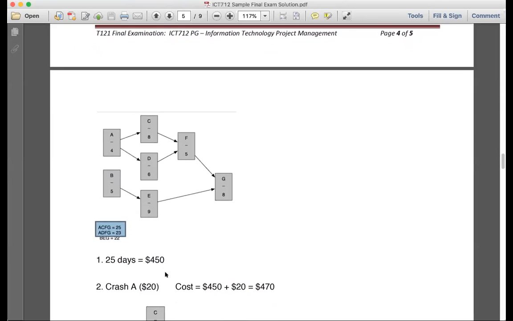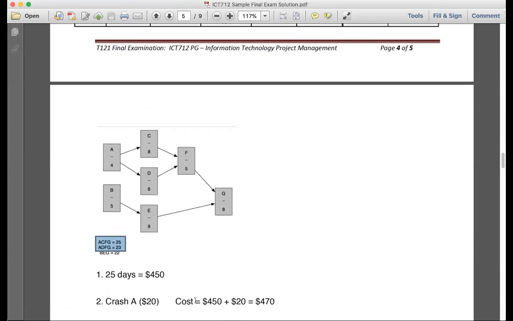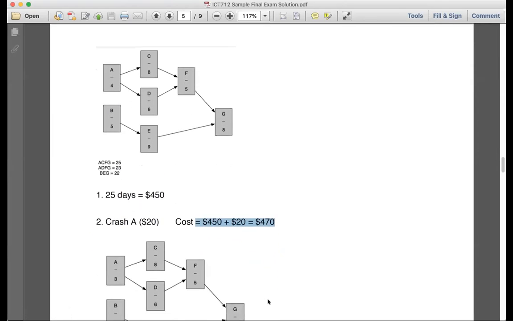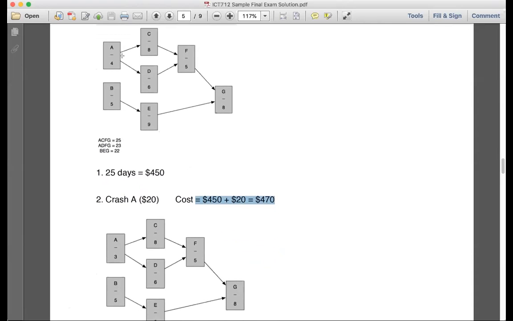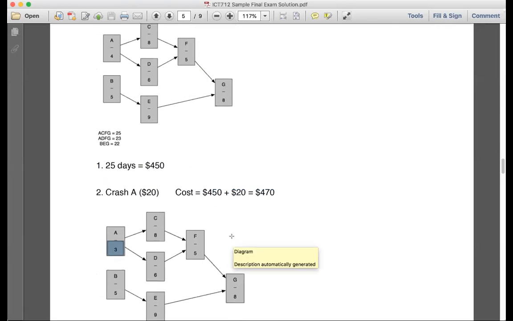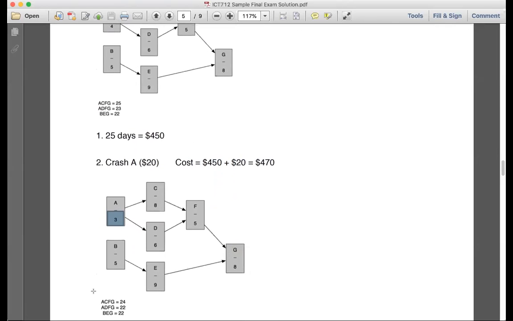So that's exactly what I've done here. I said we crash A, it's going to be 470, and instead of 4 I'm going to have 3 here. And now we have 24 and 22. I'm going to stop for a second to make sure you understood what I've done here. Are there any questions at all? No, sir. All clear.